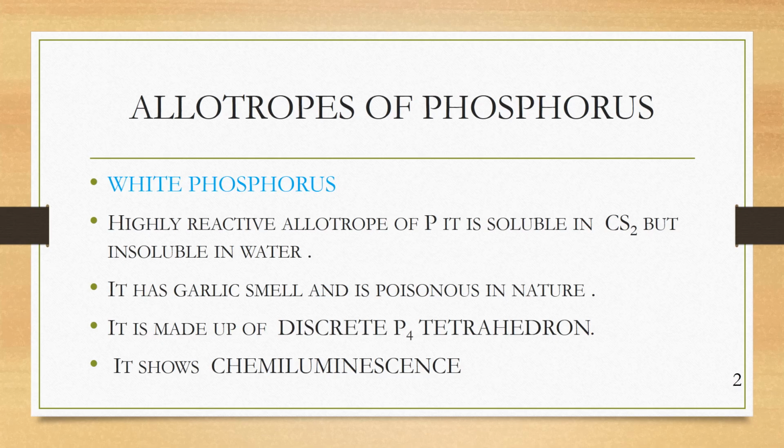White phosphorus also shows the property of chemiluminescence. Now, what is this chemiluminescence? It is the property by which the substance absorbs some radiation and emits it in the dark. As a result, you find white phosphorus starts glowing in the dark, and that is referred to as chemiluminescence.